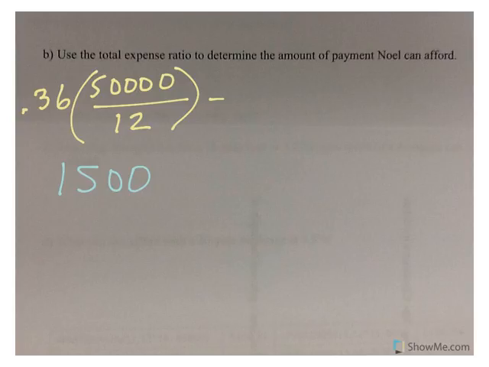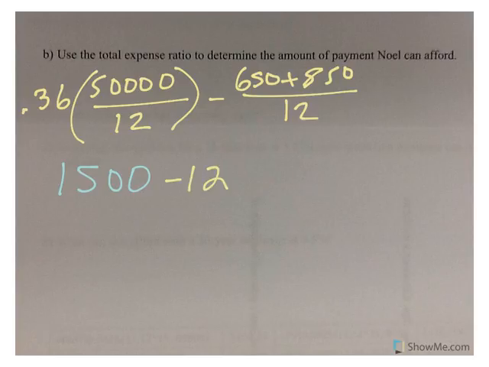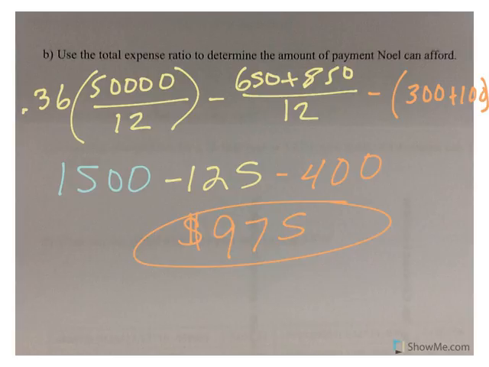And then we take out the things that she pays. So remember, she said she's got insurance and property taxes at $650 and $850 per year. So when I add those together and then divide by 12, we've got to take away $125 because of taxes and insurance. And then don't forget, she's got a car payment and a credit card payment we need to take into account. So we're going to subtract another $400. So maximum, she can pay $975 a month.